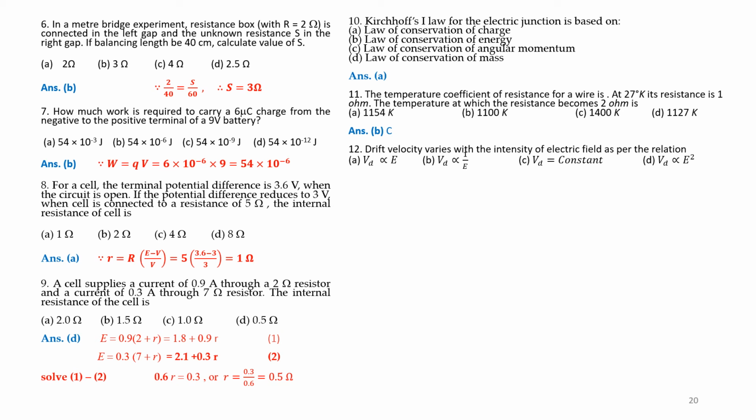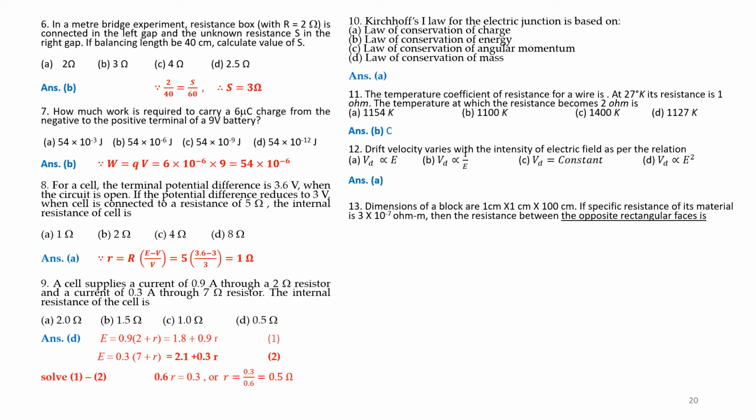Question number 12. Drift velocity varies with intensity of electric field as per the relation. We have to remember that the drift velocity is proportional to the electric field, Vd is proportional to E. That is Vd is proportional to E. Answer is A.